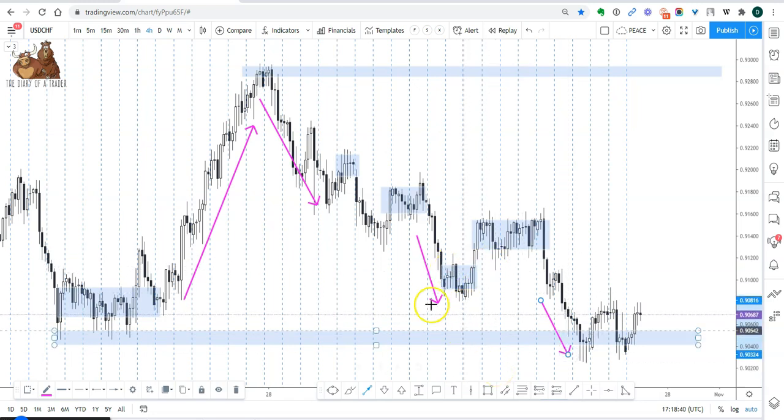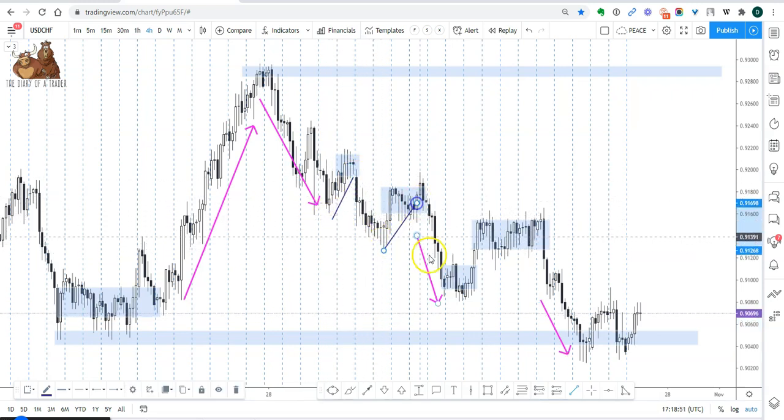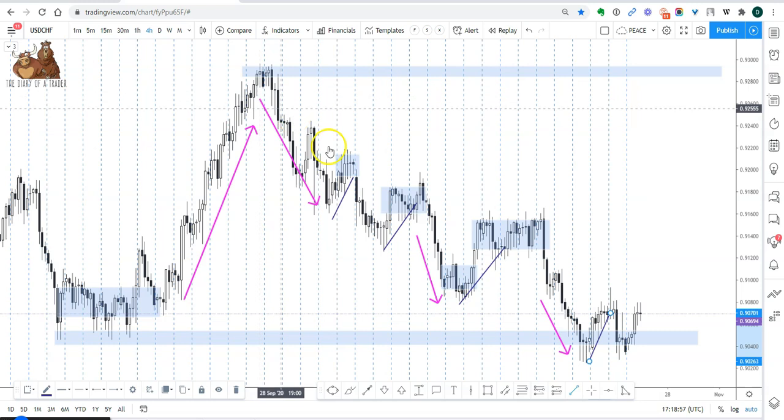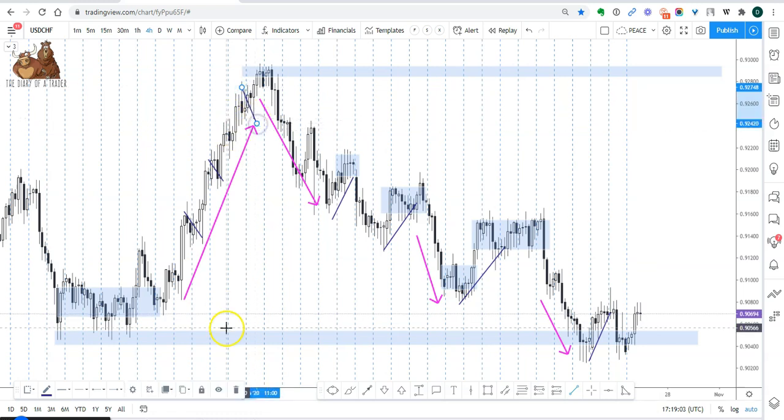The third state is the pullback. So the pullback you can see here, when the market is trending down, the market pulls back and continues on its way, pulls back and continues on its downward direction. In this case, in this trend, we had very small pullbacks just here, and then the market continued. So these are the 3 states of the market.